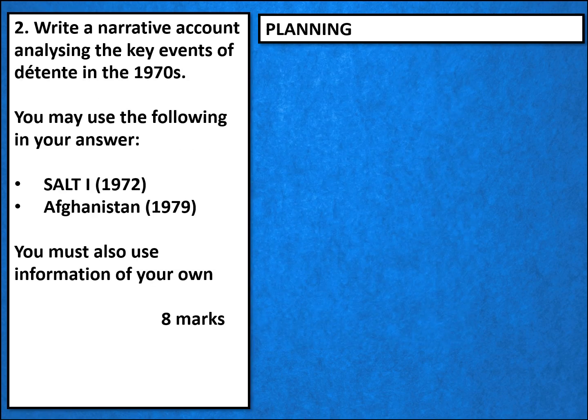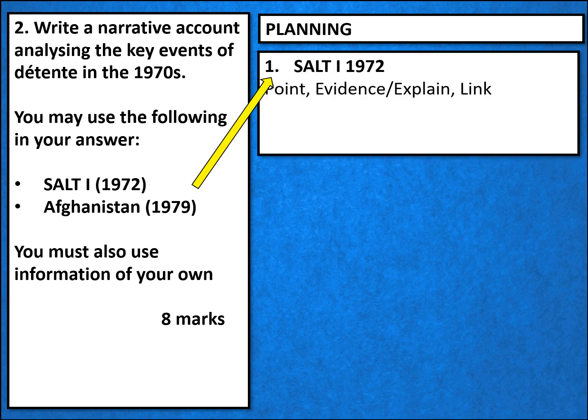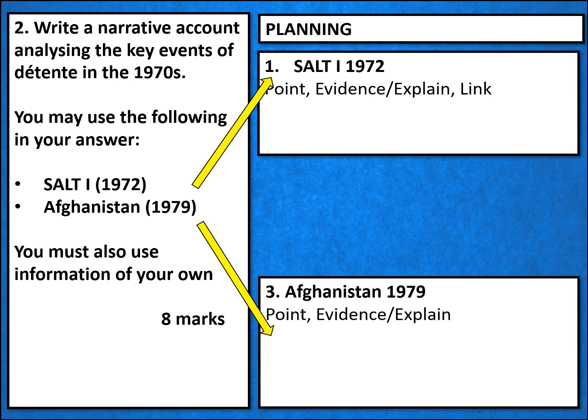So before we get going on our answer, let's plan our paragraphs out. If possible, we're going to make our first paragraph about the first piece of stimulus material. If this is no good for you in the exam, if for example you can't remember SALT I, what you really need to do is to take another event or development from the start of the Detente period, but ideally we are going to use the first one. And what we're going to try to come up with is one of our points, evidence and explain paragraphs that's going to link into the next event that we're going to choose. So that's going to be the first paragraph that we're going to do.